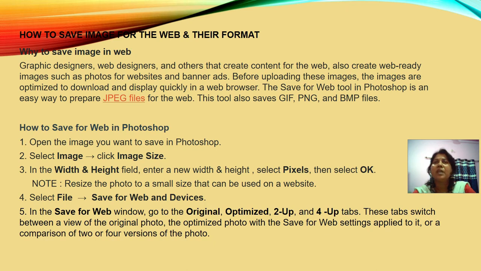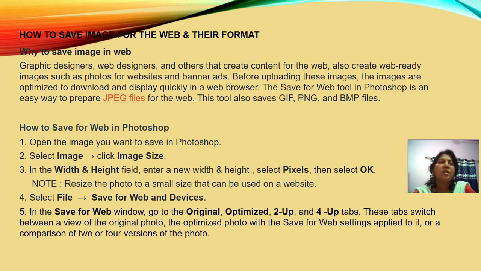So the Save for Web tool in Photoshop is an easy way to prepare a JPG file for the web. This tool also saves GIF, PNG and BMP files. So what is the procedure? How to save for web in Photoshop?